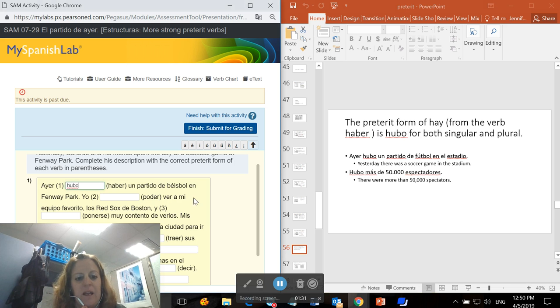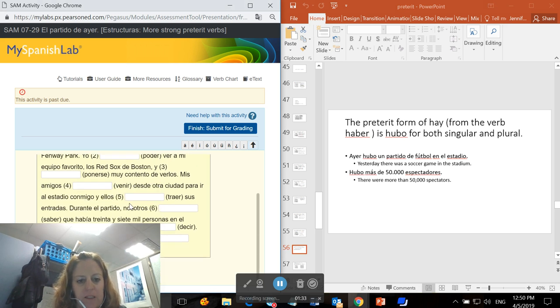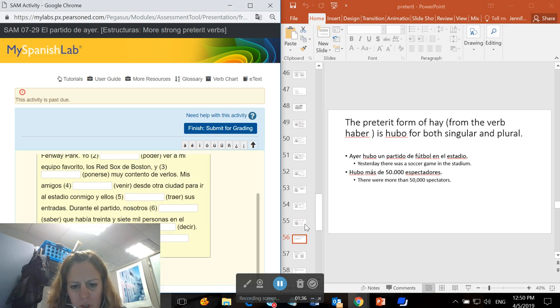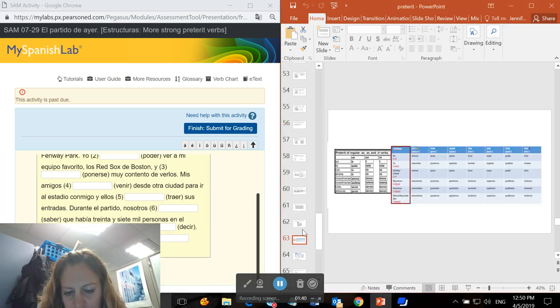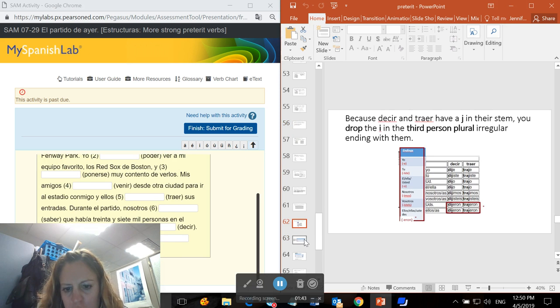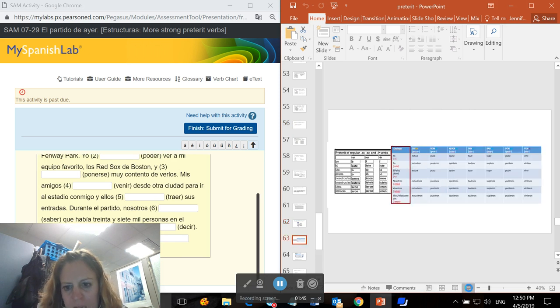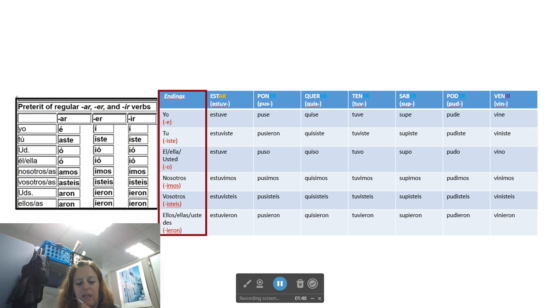That's it. Now, for the rest of these guys, you're going to want to look at that chart that I had right here. When you look at this chart, they're calling them strong preterites. They're irregular, meaning that whenever a verb is irregular, it's either not using the endings that it's supposed to, or you've done something to the stem, or you've done something to both. For these guys, it's going to be both.